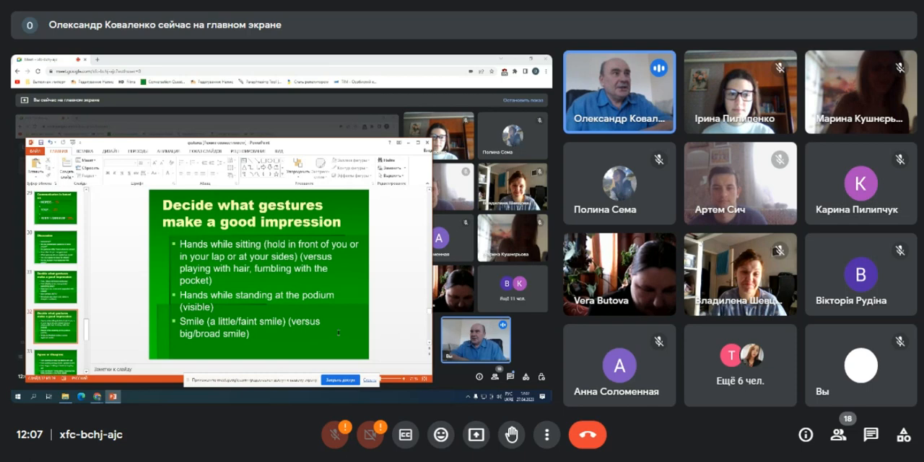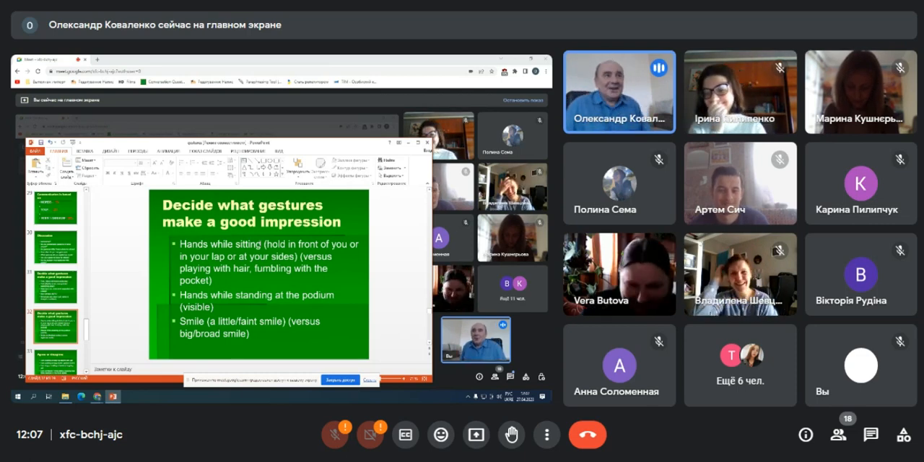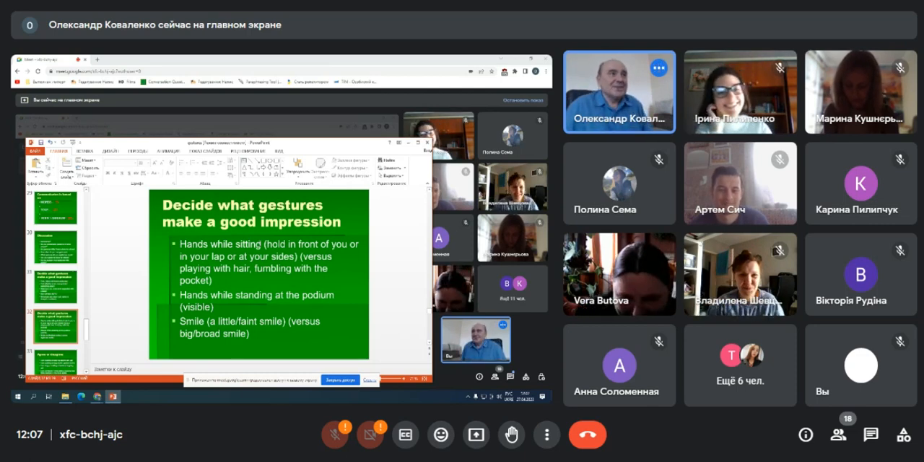Decide what gestures make a good impression. Hands while sitting: hold in front of you, or in your lap, or at your sides, versus playing with hair. I can hardly do that. Fumble with the pocket, or whatever.